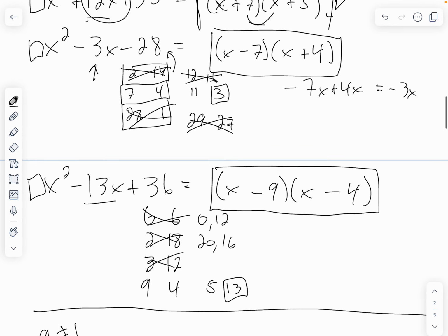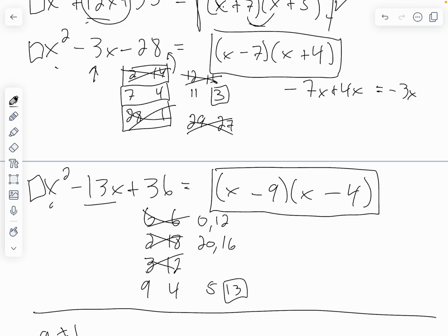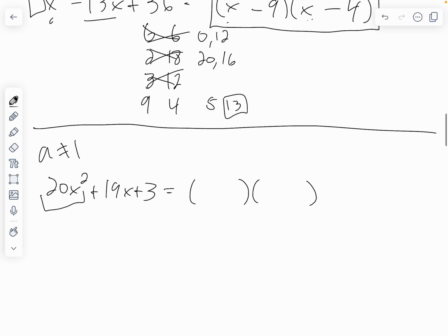All of the ones before, it was just x squared, and that's just x and x every time, right? Now the 20, I have some choices. 20x squared could be 1x and 20x. It could be 2x and 10x. It could be 4x and 5x. I think that's it. Those are all my options.